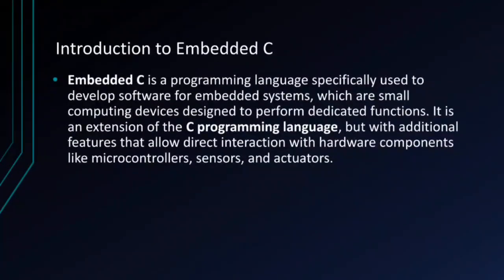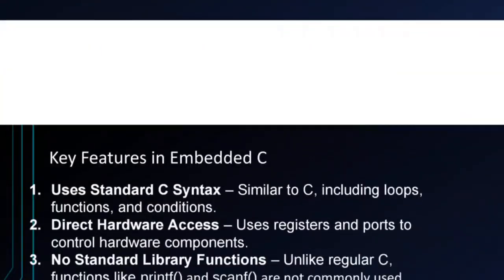Introduction to embedded C. Embedded C is a programming language specially used to develop software for embedded systems. We already discussed embedded C. It will be connected to the hardware system directly in the embedded system, which are small computing devices designed to perform dedicated functions. It is an extension of the C programming language, but with additional features that allow direct interaction with hardware components like microcontrollers, sensors, and actuators.